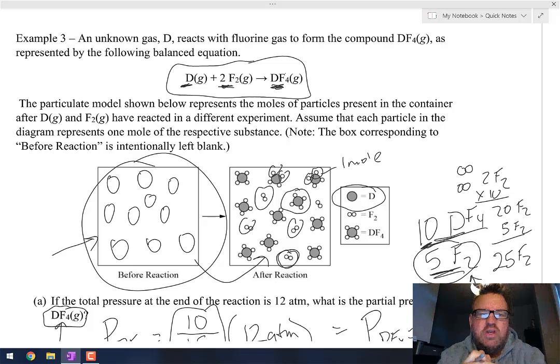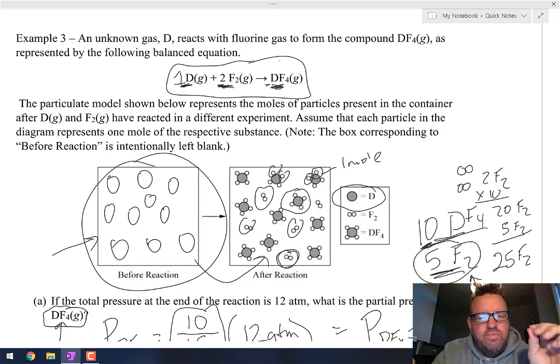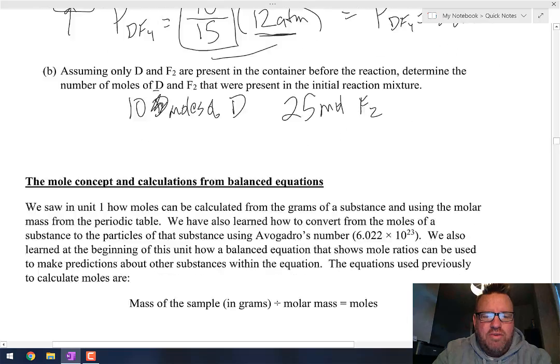Usually you don't have just one particle, you've got lots and lots of particles. So a more common way of saying this is that 1 mole of D reacts with 2 moles of fluorine to make 1 mole of DF4. So for every 1 particle of D, whatever that is, you're also going to need 2 moles of fluorine, F2, and that's going to make 1 mole of DF4.